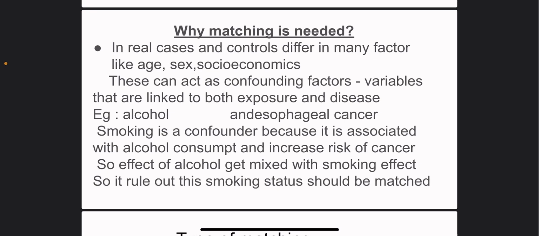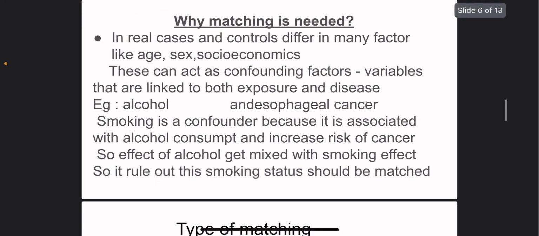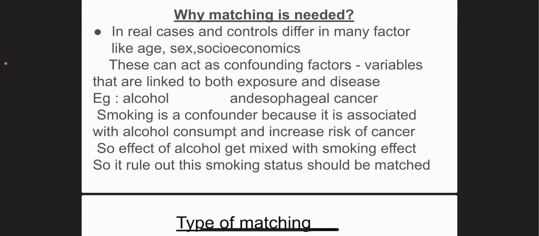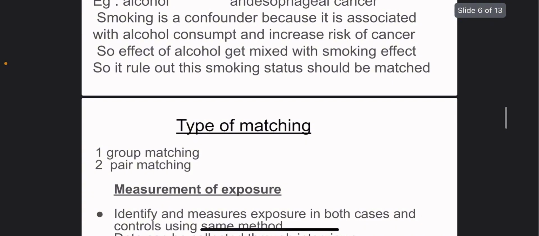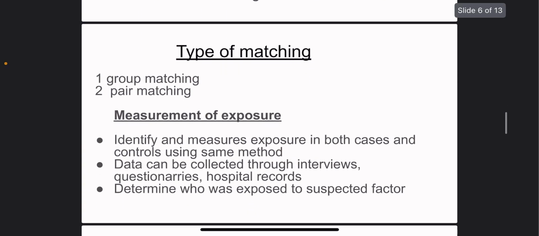So to rule this out, smoking status should be matched. That means you have to select your control group and your case group, which include the same proportion of non-smokers and smokers. This is how you have to match in both groups. Okay. Then types of matching. There are two types of matching, group matching and pair matching.